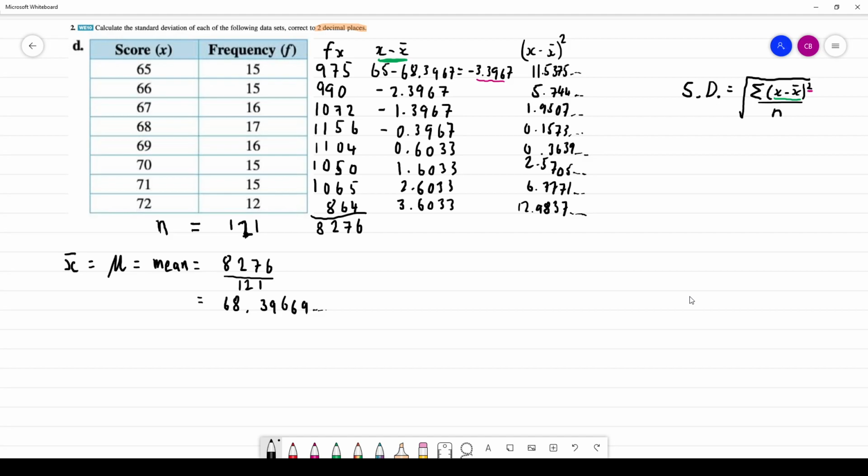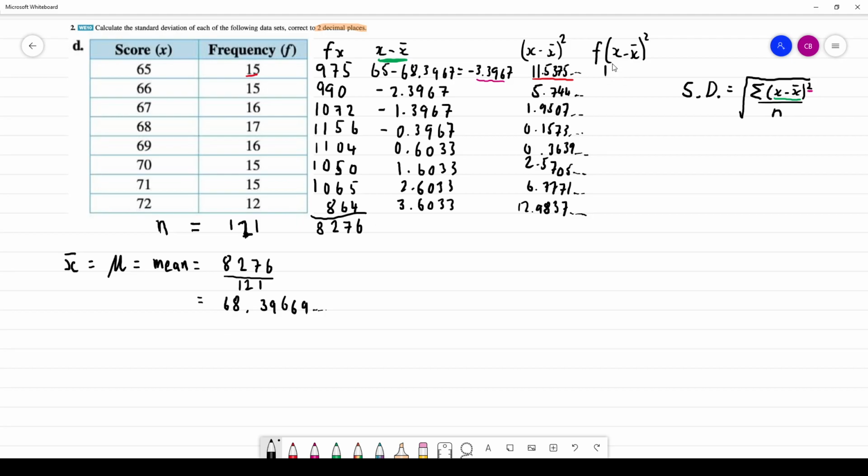But we need another column of work because this result, let's use red, this result happens 15 times because there's 15 scores of 65. So that means this result will happen 15 times. So we need to multiply each of these by f, our frequency. So we'll need one more column, f times x minus x bar squared.